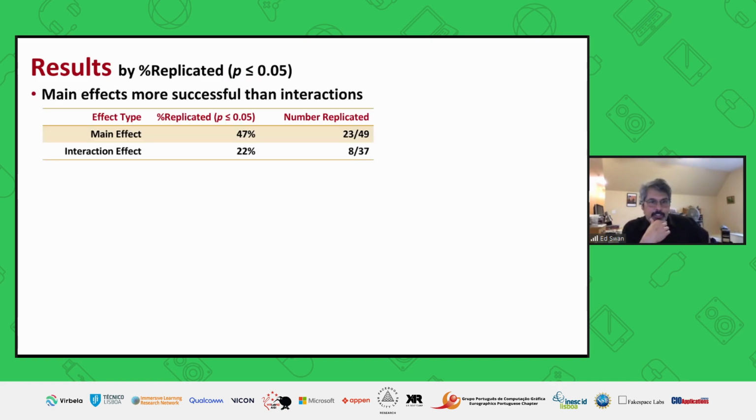So main effects were more successfully replicated than interactions. So 47% of the main effects were replicated, but only 22% of the interactions. So this is also to be expected because main effects typically have higher power and are more repeatable than interaction effects. Well, were more repeatable because they have higher power.